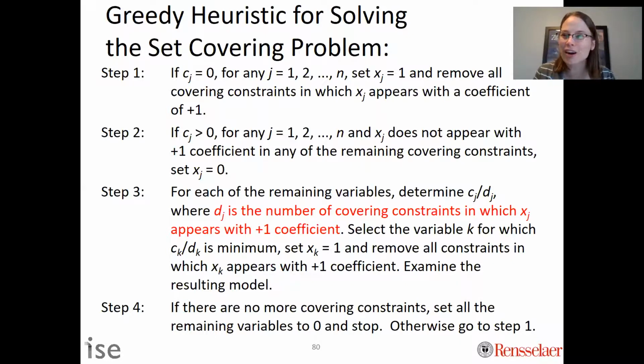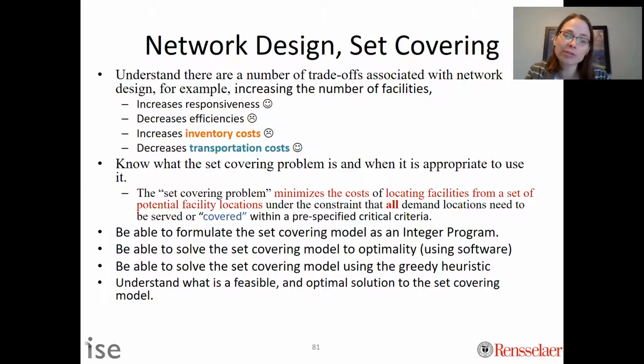You should also understand what's going on. Like, why are you allowed to delete constraints and things like that through the process. So you should be able to apply it on the final exam and then conceptually understand why it works. It always gives you a feasible solution because you're making sure each of those set covering constraints is satisfied before you remove them in the iterative process. And so what should you be able to do? You should understand these trade-offs. You should know what the set covering problem is and when it's appropriate to use. You should be able to formulate it as an integer linear program, solve it using software, as well as solve it using the greedy heuristic, and know what is feasible, optimal, and all these different properties about the problem.